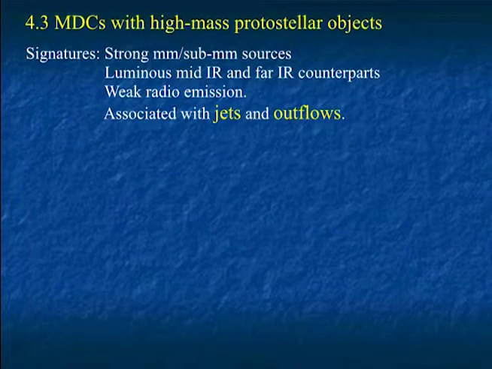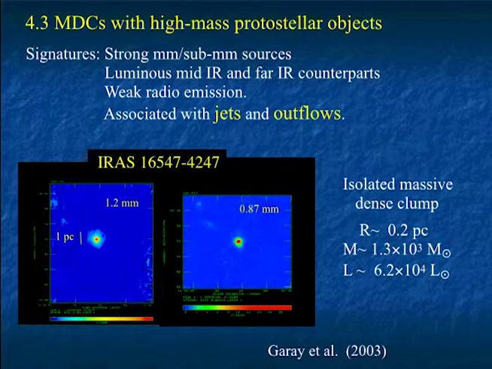So what do we know about the massive dense cores with high mass protostellar objects? Well, the signatures are the following. Strong submillimeter sources again. It should be luminous again, because of the infall. It should have weak radio emission and be associated with jets and outflows. The protostellar phase, if you want, this is the class zero phase counterpart of the low mass stars. Well, we do have that.